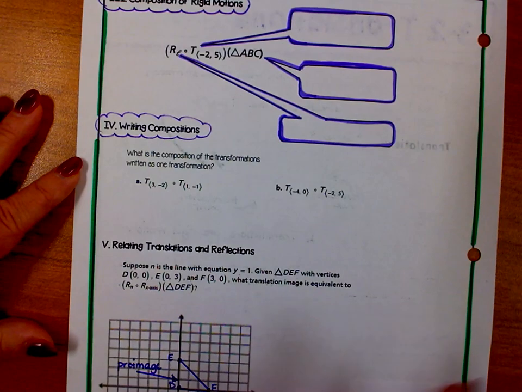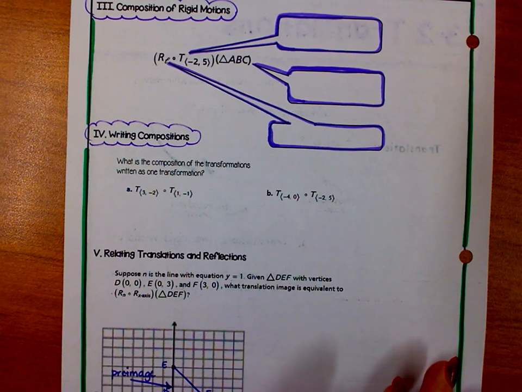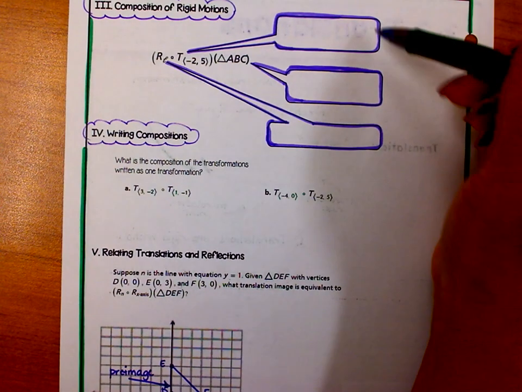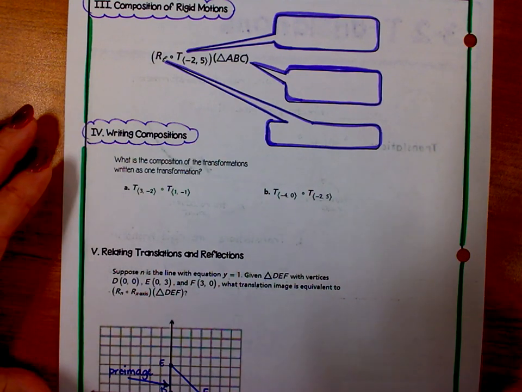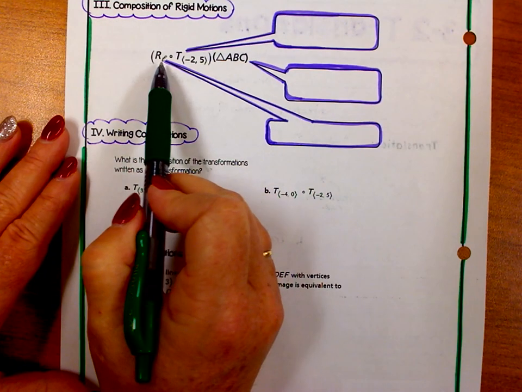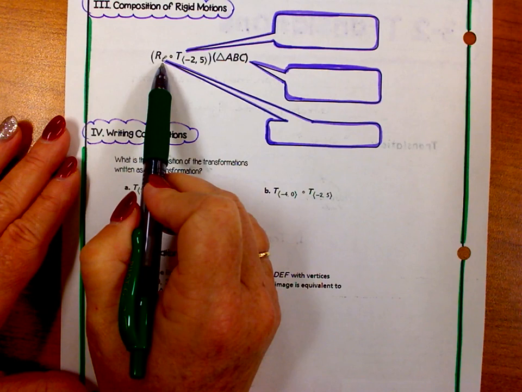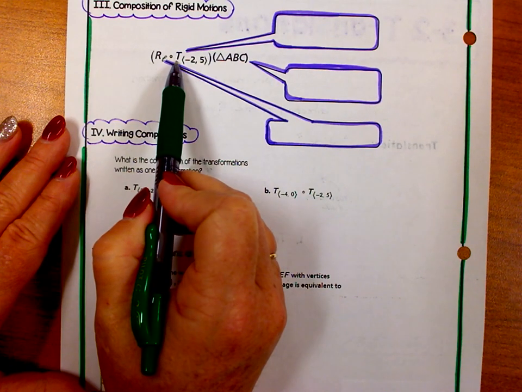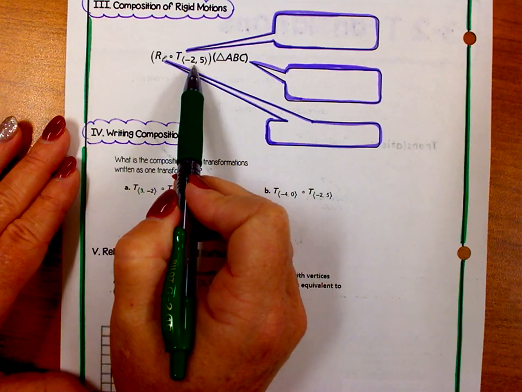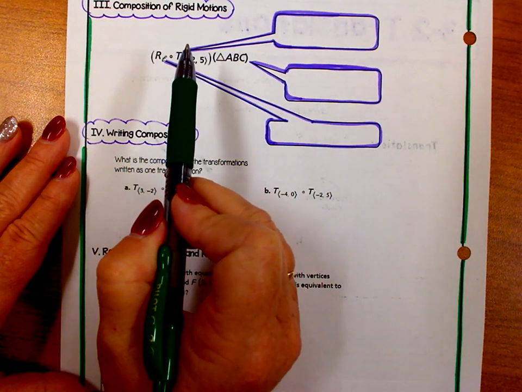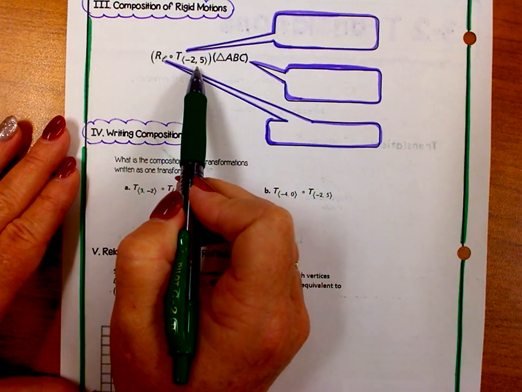Okay, let's take a look at a composition of rigid motions. There are a number of steps here. As you can see, we have 3 steps, and you want to follow these in this order. So right here, we have a reflection over line L and a transformation or a translation of -2, 5. This is going to seem odd, but the translation is going to come first.